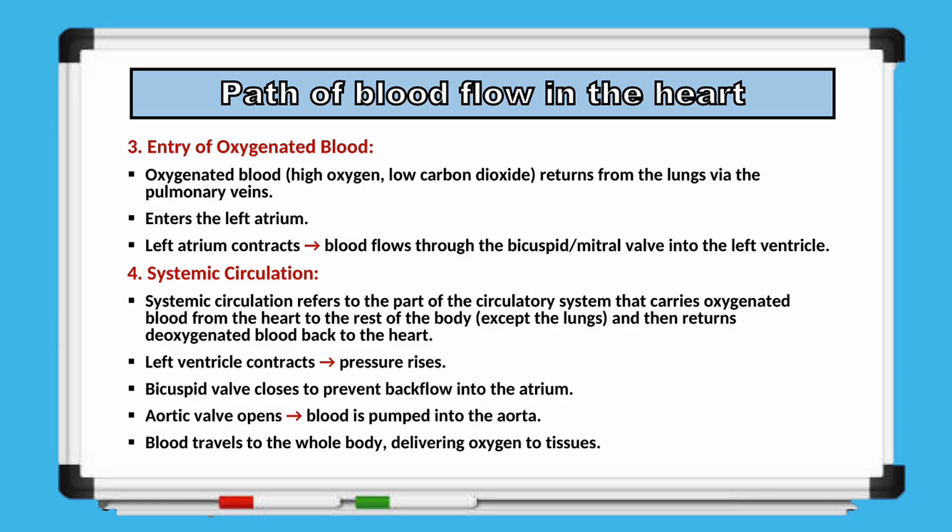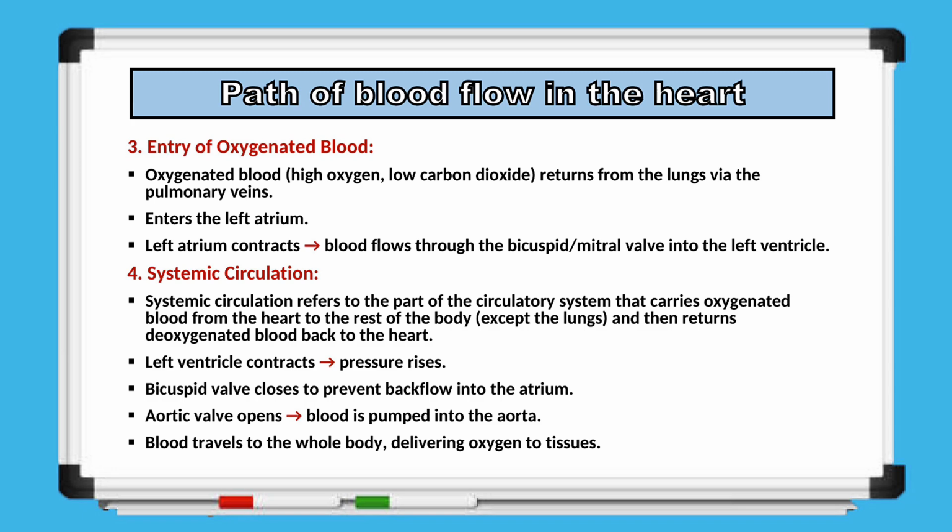Then, once the blood is oxygenated in the lungs, it returns to the heart through the pulmonary veins and enters the left atrium. When the left atrium contracts, the blood flows through the mitral valve into the left ventricle. Next, as the left ventricle contracts, pressure rises, causing the mitral valve to close to prevent backflow into the atrium. The aortic valve then opens, and the blood is pumped into the aorta.